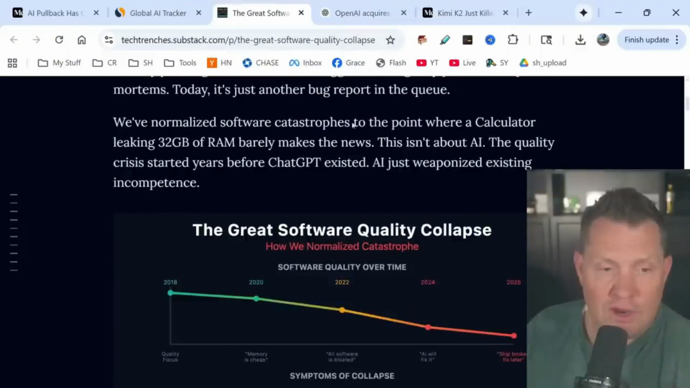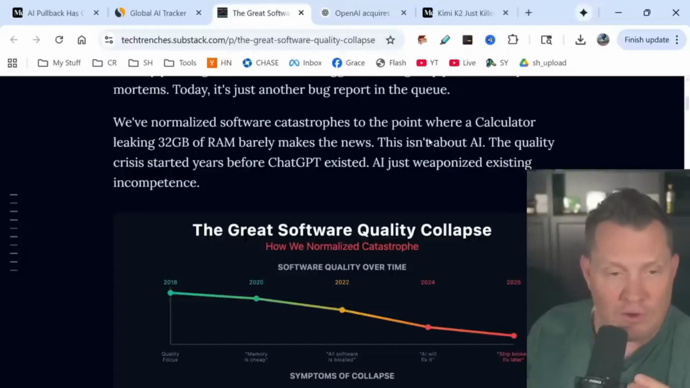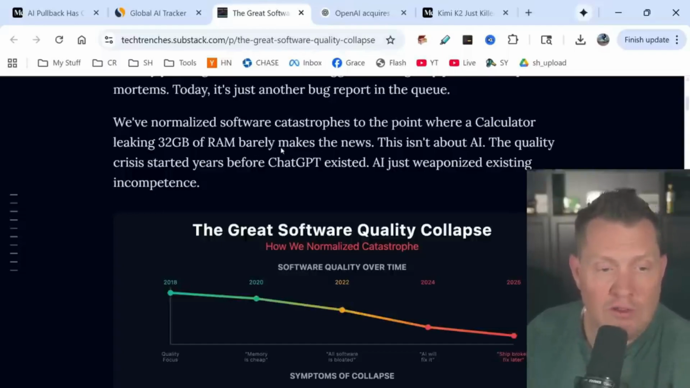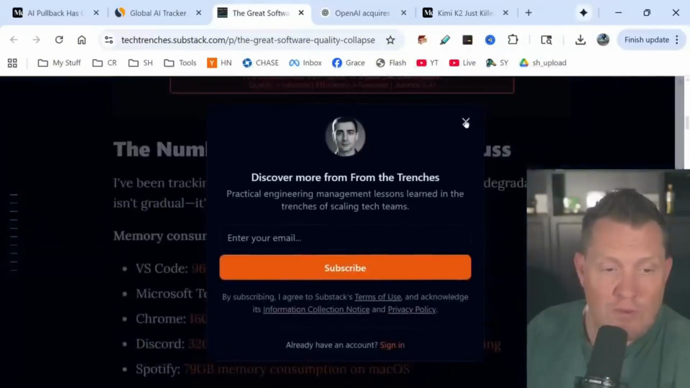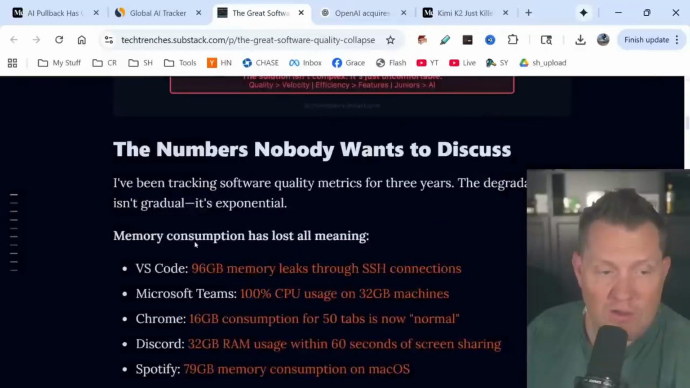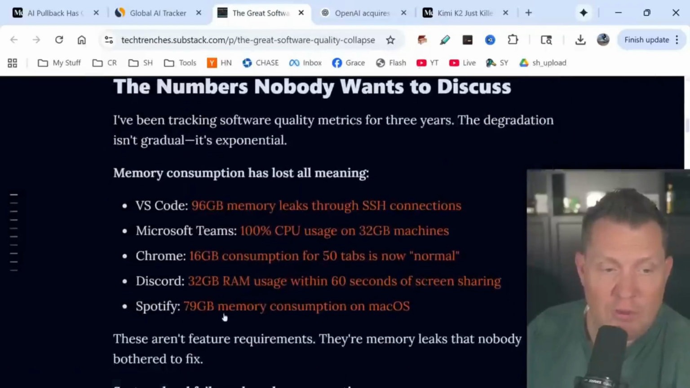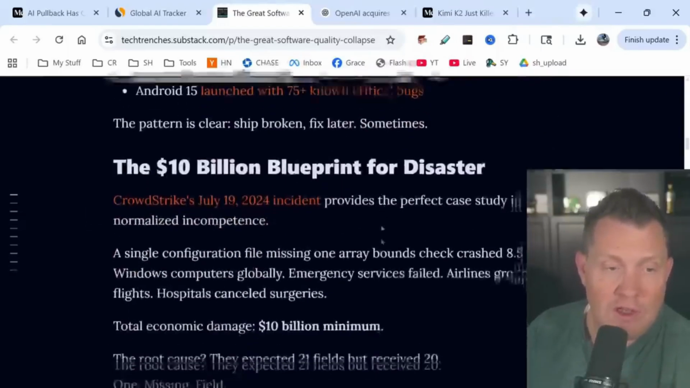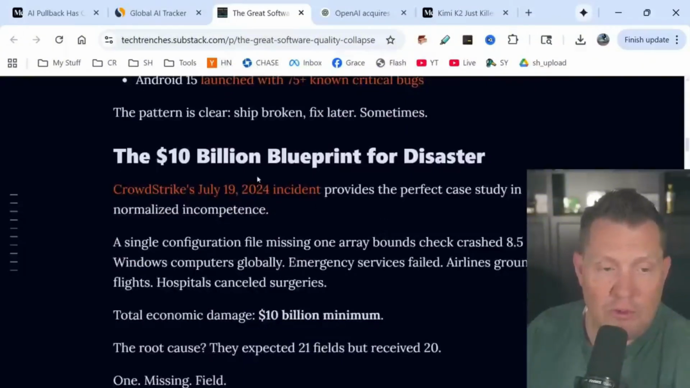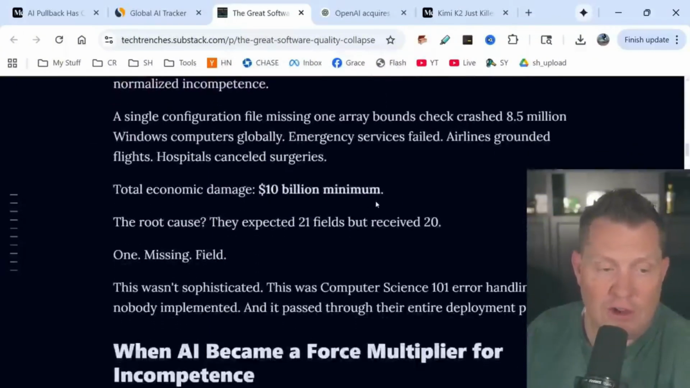We've normalized software catastrophes, can't say that word for some reason, to the point where a calculator leaking 32 gigs of RAM barely makes the news. So we can see some of the problems here that he's reporting. And this is the problem. Nobody's wanting to talk about this. It's how much these problems are being ignored, and nobody's noticing this. And this is why we're seeing these vibe coding tools start to really crash, because people aren't taking this seriously. And so there's a $10 billion blueprint for disaster, right? It's talking about the CrowdStrike and how that went.